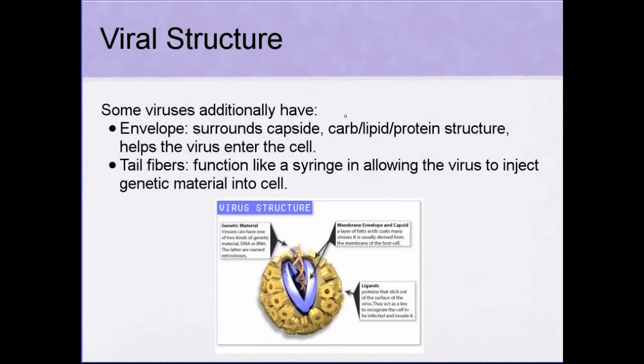But additionally, I wanted to talk a little bit about the envelope. It surrounds the capsid. It could be made of a carb, lipid, protein type structure. And it also helps the virus enter the cell. And some viruses, like bacteriophages, have tail fibers, and this functions like a syringe in allowing the virus to just inject its genetic material into the cell, and the cell takes up the genetic material and starts carrying it out.